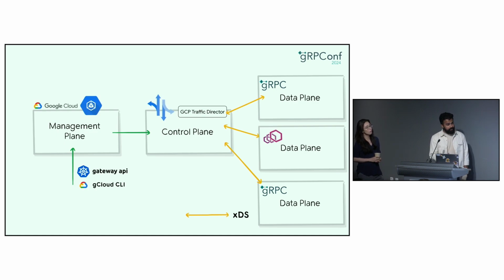Now, here's another example which you would set up in a Google Cloud Platform universe. You could use Gateway APIs to configure the GKE management plane or use gcloud commands. And the management plane would then push the configuration to Traffic Director, which is the xDS managed control plane provided by Google Cloud Platform.